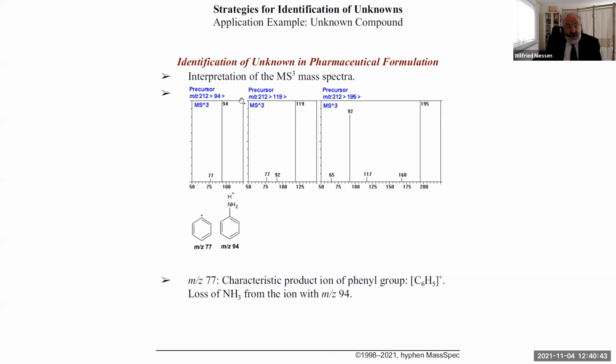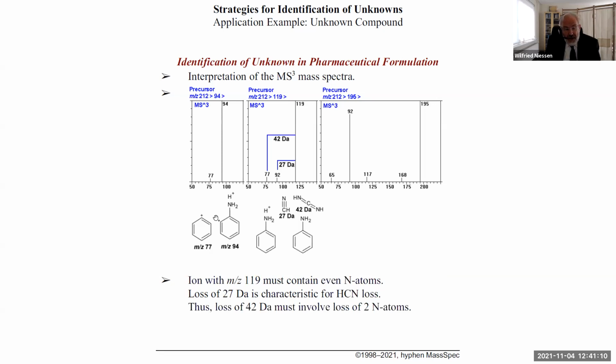This means that if the 94 and the 119 are complementary ions, the 119 must contain 2 nitrogens. Because of the nitrogen rule, because in total I must have an odd number, 3. I know I have 1 here, so there must be a second one. This means that the 77, probably most likely again a phenyl cation, should actually be due to fragmentation directly from the 119, involving the loss of 42, which is the CH2N2 molecule like this.